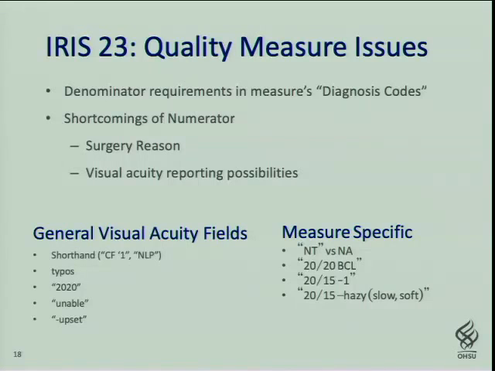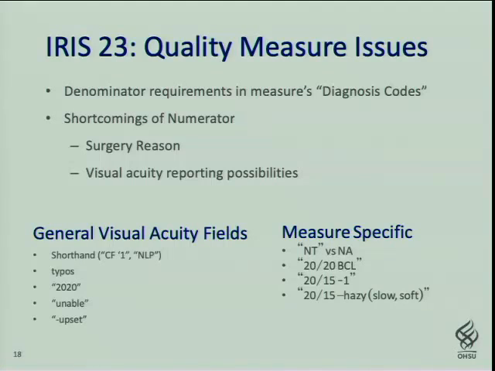LASIK and PRK surgeries. The second shortcoming in this measure is in the numerator, as it's testing for vision at or above 20/20. And in some of the cases where patients are going for bilateral refractive surgery, they may not be looking to have both eyes corrected for distance. One eye may be for distance and one eye might be for reading. So it's not necessarily the appropriate measure that both eyes would be hoping to have a value of 20/20.